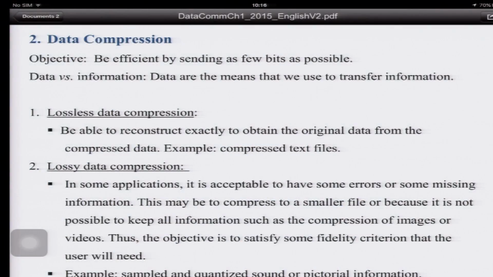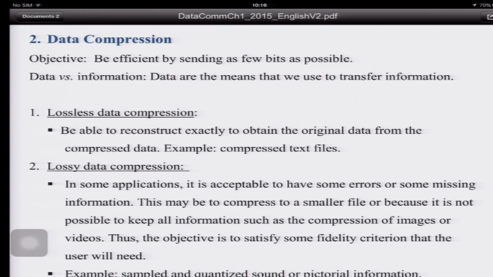Okay, so today's lecture is about data compression. So what is data compression? The objective of data compression is that we want to be efficient. As I said, we want to use the resources of the communication system as little as possible, use the bandwidth as little as possible, so that we can send the data from many users at the same time. So we want to send as few bits as possible.